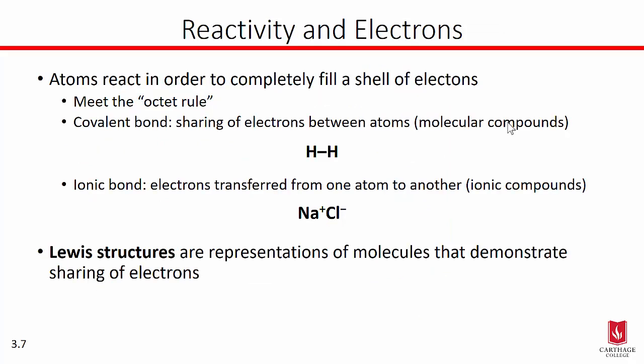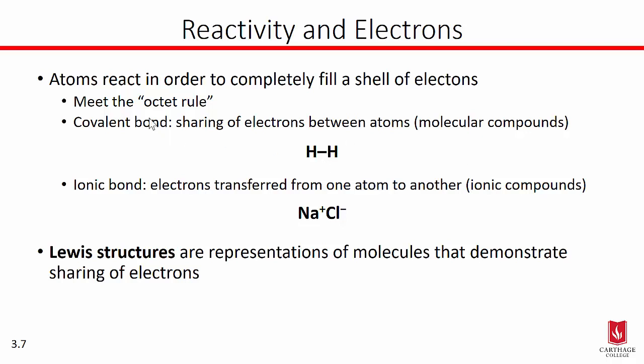Now they can do this one of a couple of different ways. We call this filling the shell of electrons meeting the octet rule, because we usually are thinking about 8 electrons. So they can meet this octet rule by doing one of 2 things. One is they can share electrons with another atom. They can get together with another atom and share electrons between the 2. And this is what happens in a molecular compound. In molecular compounds, electrons are being shared between adjacent atoms.